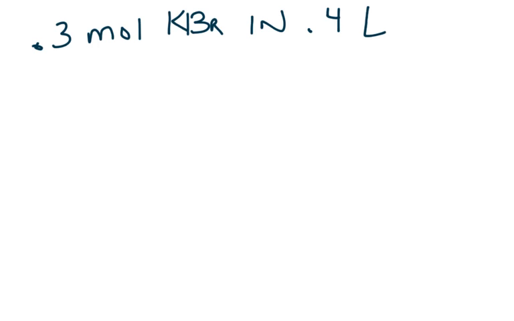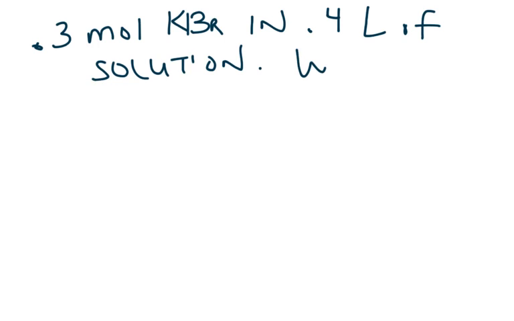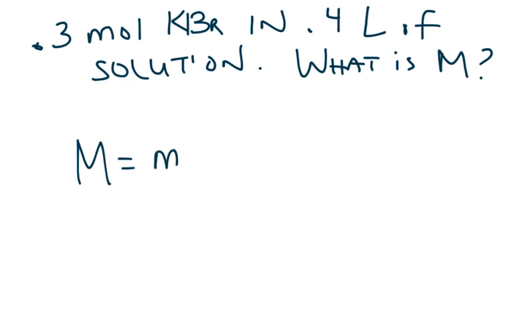Here's a practice problem. It says 0.3 moles of potassium bromide are dissolved in 0.4 liters of solution. And that says solution, not of solvent, so that's helpful. What is the molarity? Molarity is all over your SOL. So what you've got to know is the formula. Molarity is moles per liter.